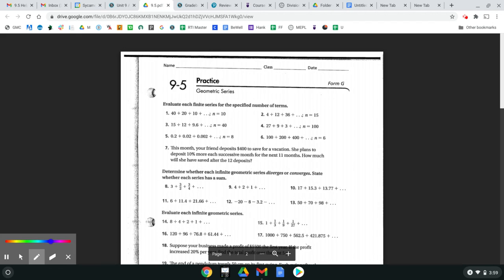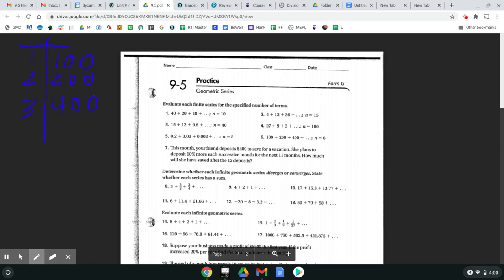Let's do it first by hand. So, what would the first 6 terms of this be? Well, the first term is 100. The second term, 200. Third term is 400.